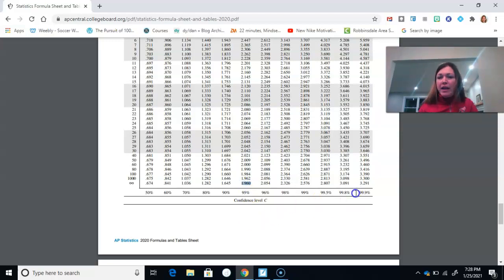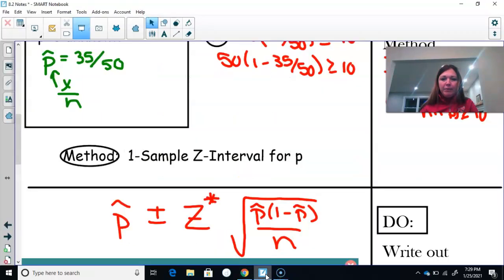If we were asked for a 99.8% confidence interval, our Z star would be 3.091. If we wanted a 70% confidence interval, our Z star would be 1.036. But we want a 95% confidence interval, so that is 1.96. Watch that again if you need to figure out how to do those critical values.